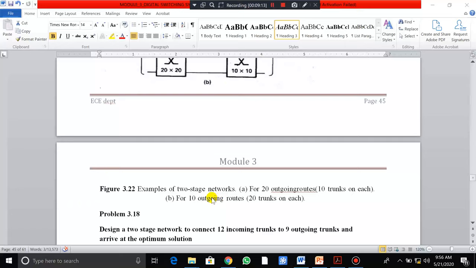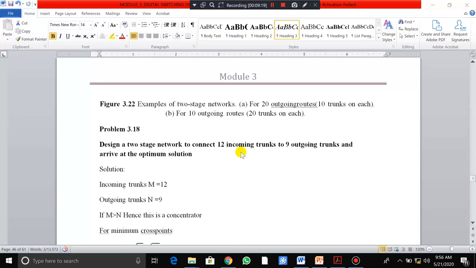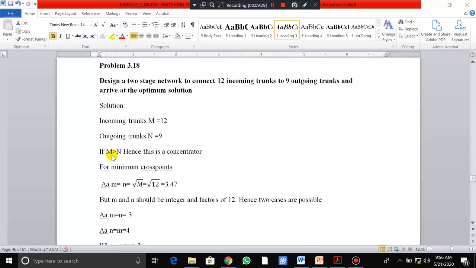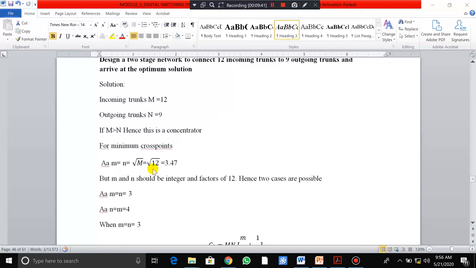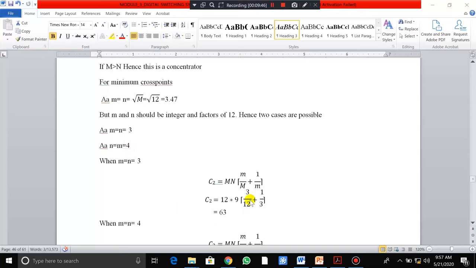So this is another problem. Design a two-stage network to connect 12 incoming trunks to 9 outgoing trunks and arrive at an optimal solution. So first you list what is given, and check the condition. Here m is greater than n, so 12 is greater than 9. Now we have the square root of m, which is the square root of 12, equal to 3.47.